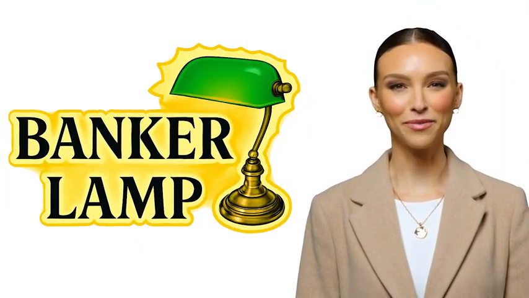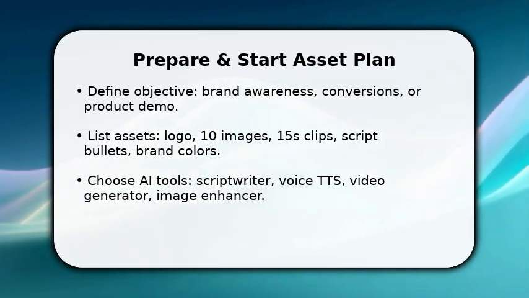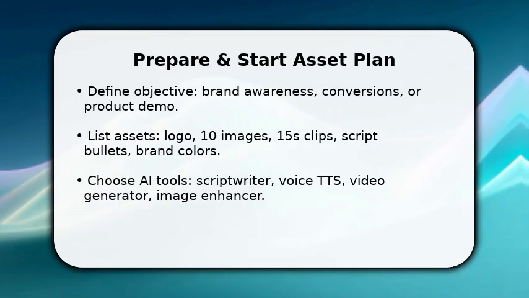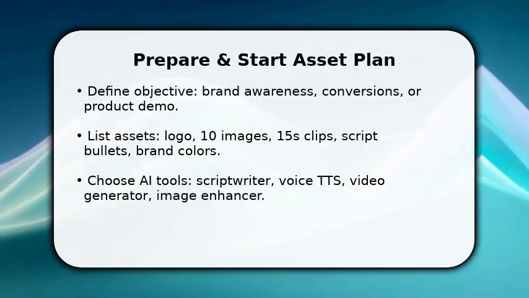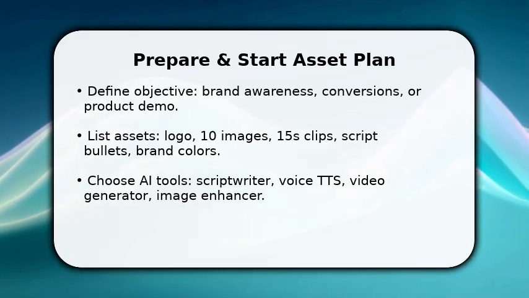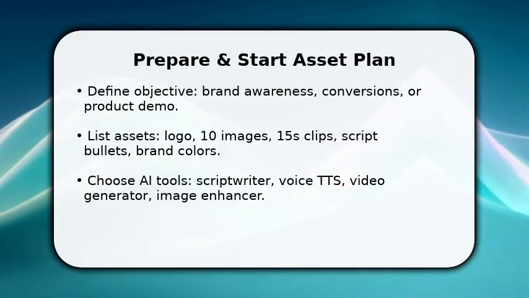Please enjoy the video. You start by clarifying a single objective, brand awareness or direct sales, so the AI optimizes messaging. Once done, inventory assets: logo, 10 images, short clips, and your key product benefits. This speeds generation. Make sure to pick AI services that match needs.